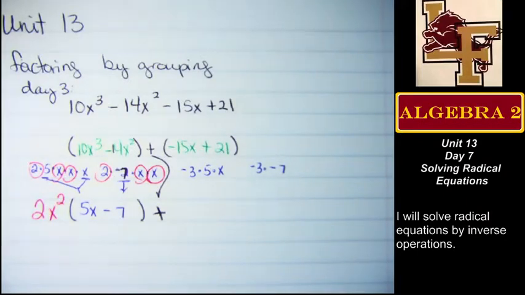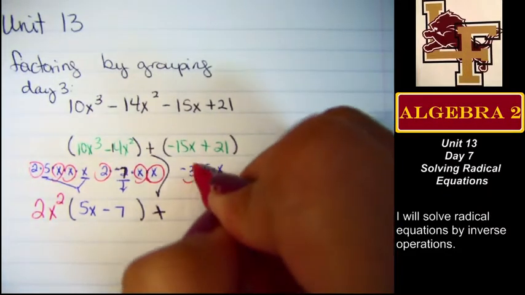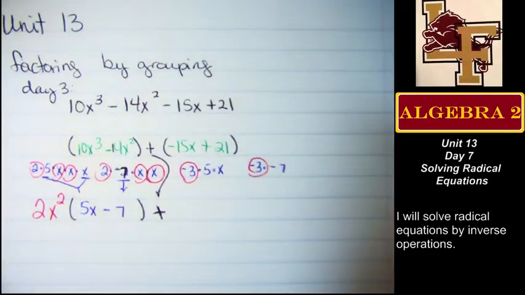Now, 21, I had a couple different options. I could have gone positive 3 times positive 7. I could have done 1 and 21. But I picked negative 3 and negative 7 because I wanted a match to this negative 3 right here. That was the only reason why I picked a negative 3 there, because I was looking for a match. Okay? We are eHarmony with our factors. We want to get some matches. Swipe right on that.